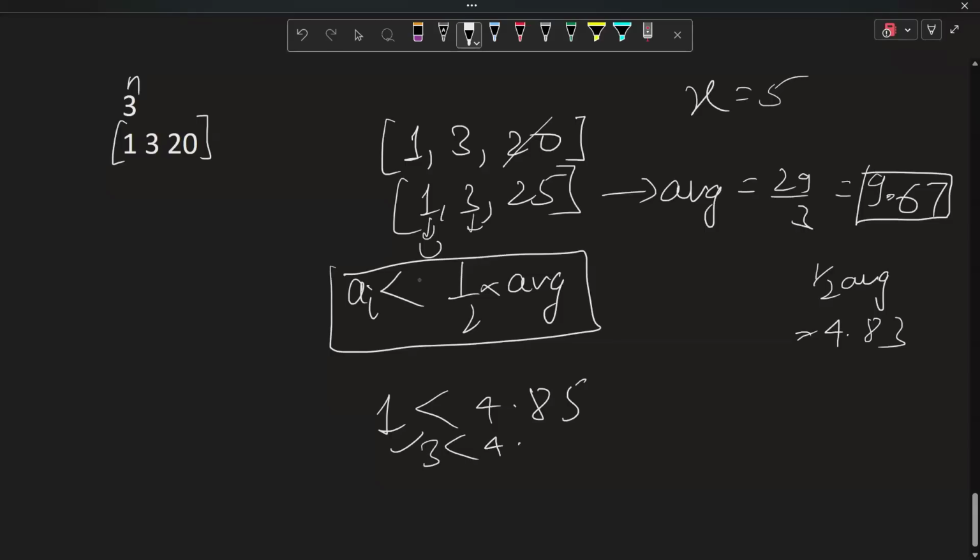3 is also less than 4.83, so this person would also be unhappy. And this 25 is greater, so this person would be happy. Now, how many unhappy people are there? There are 2 unhappy people.